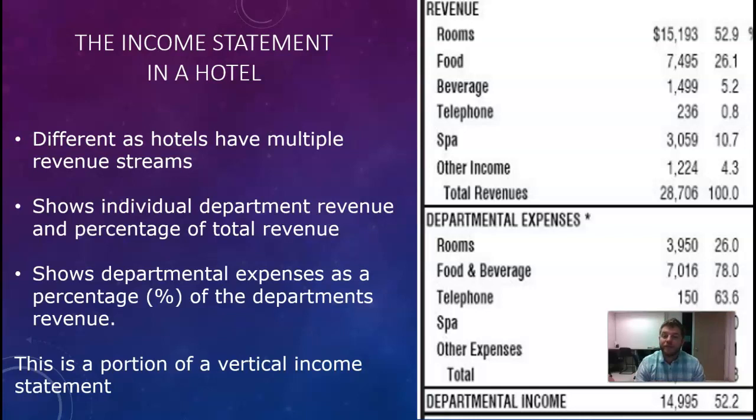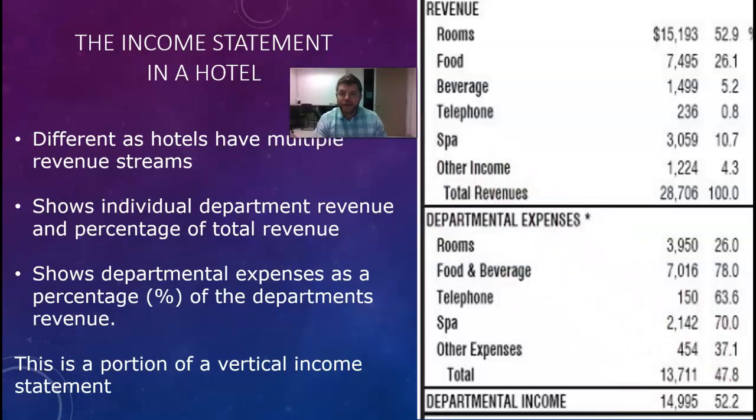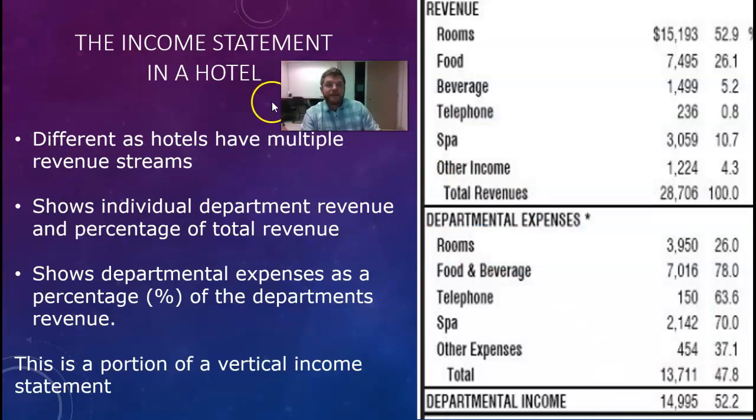So what we like to do with those kinds of places is show the individual department revenue as a percentage of total revenue, okay? But it'll show departmental expenses as a percentage of that individual department's revenue. So in your first assignment, I asked for everything to be all as a percentage of total revenue. We can do that, and that's fine. But when it comes to costs or expenses, what we want to see is how a department did. So as an example here, you're looking at rooms.